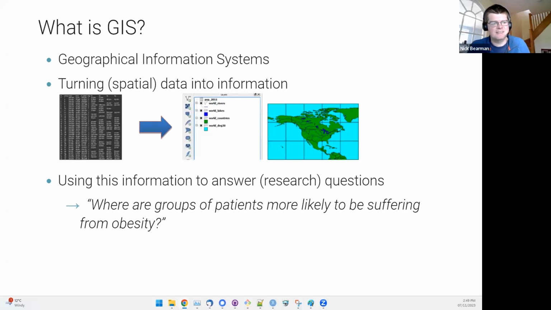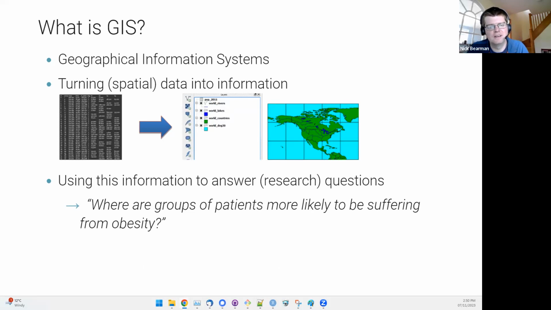So GIS stands for Geographical Information Systems. I like to think about it as fundamentally turning data, so this is data with some sort of spatial or location element, and we'll talk more about that later on, turning that into information. So something we can actually do something with. So we use this information to answer our questions, our research questions if we're working in academia, or any other sort of question that we might be interested in if we're in a government, commercial, third sector setting. And these can be any sorts of questions.